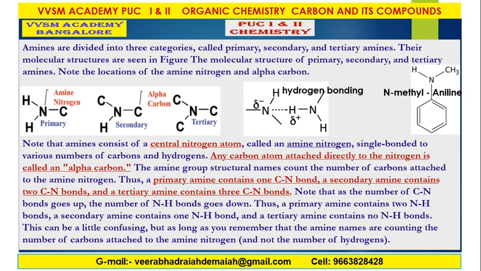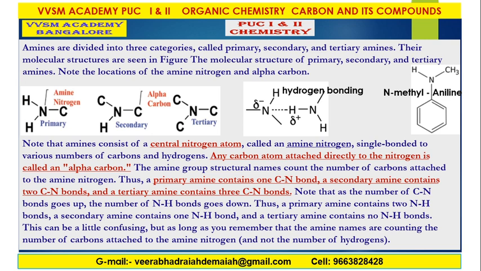Any carbon atom attached directly to the nitrogen is called an alpha carbon. Suppose there is a carbon atom in an organic compound or an organic molecule. If the carbon atom is attached directly to the nitrogen, then it is called alpha carbon. That carbon is called alpha carbon.